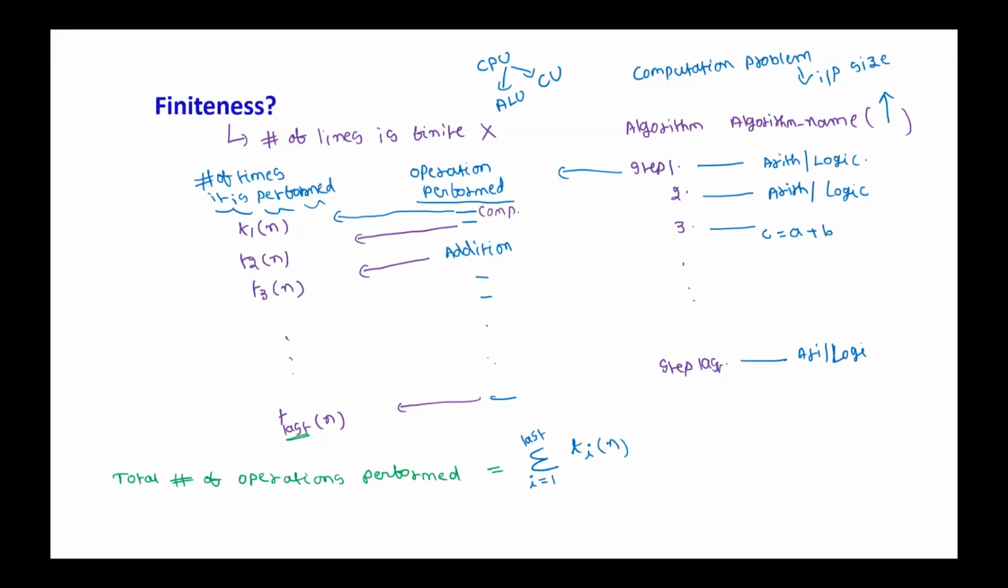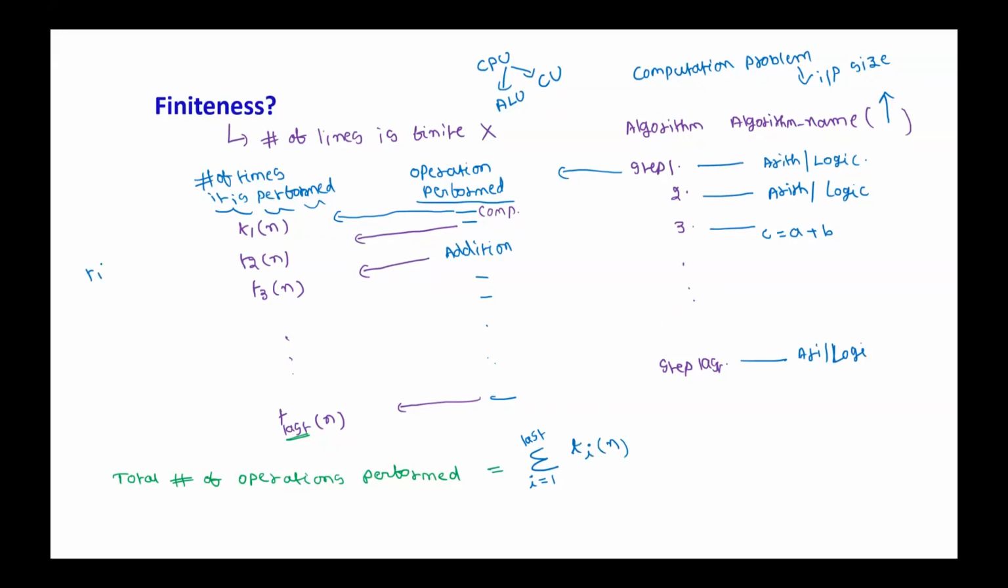This last value may be 5 or 6, or if you write 1 lakh lines, then this last value will be 1 lakh. Okay, that doesn't matter. So then what is the total number of operations performed? Sigma of the number of operations performed in step 1 plus the number of operations in the next steps. So what is this value?